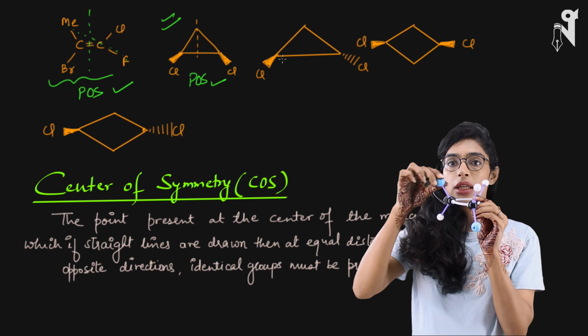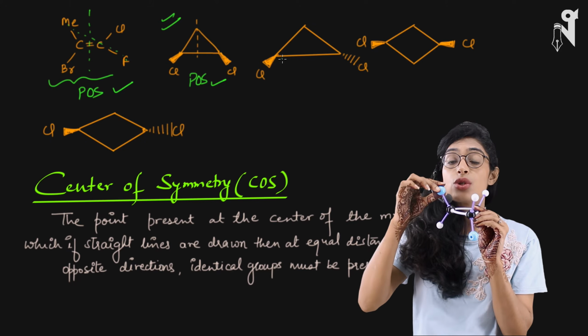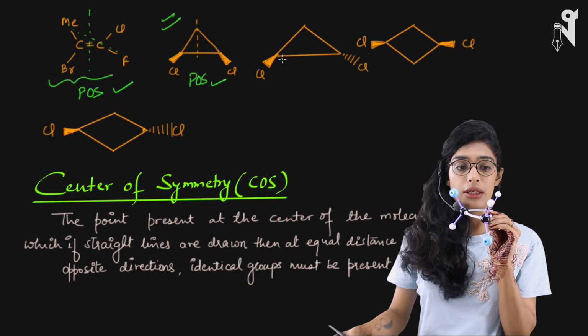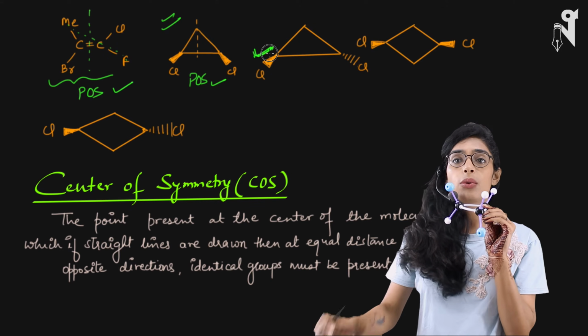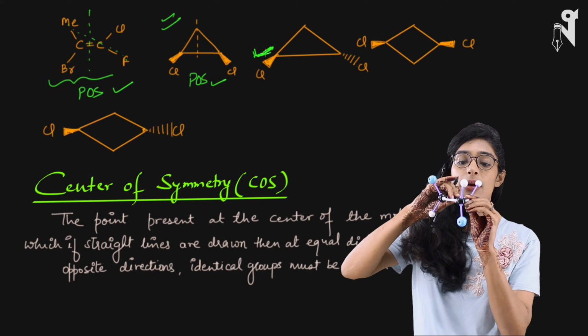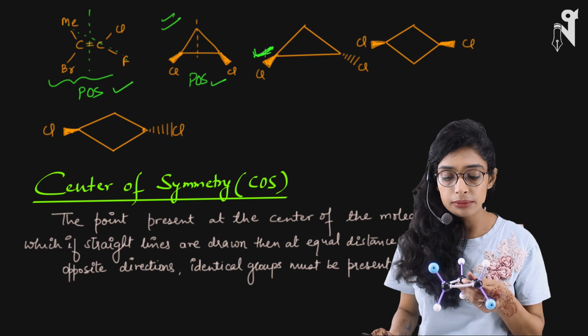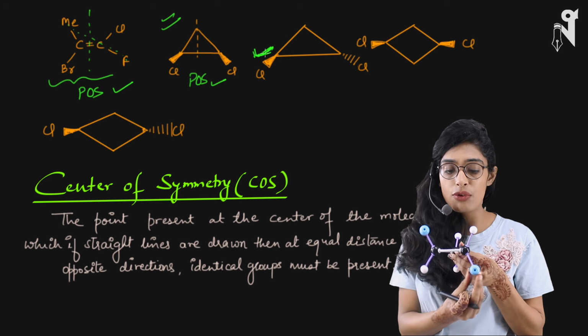So this is chlorine, which is shown by the wedge shape. Look at the slide. This is my wedge shaped chlorine, and this is my dash shape. So this is how I'm looking at it. This is towards the viewer and this is away from the viewer.